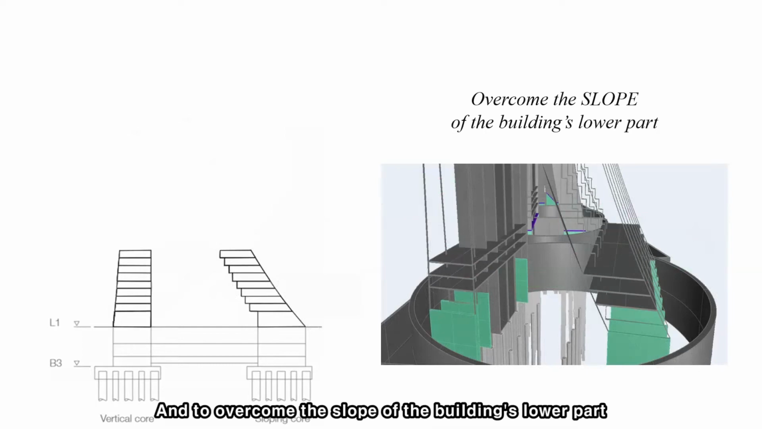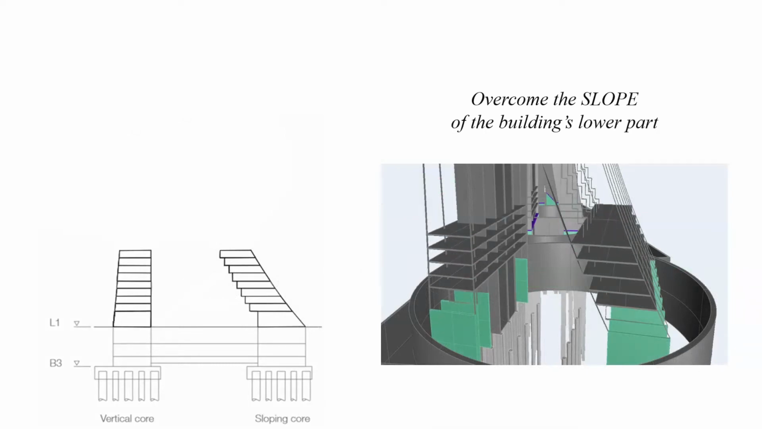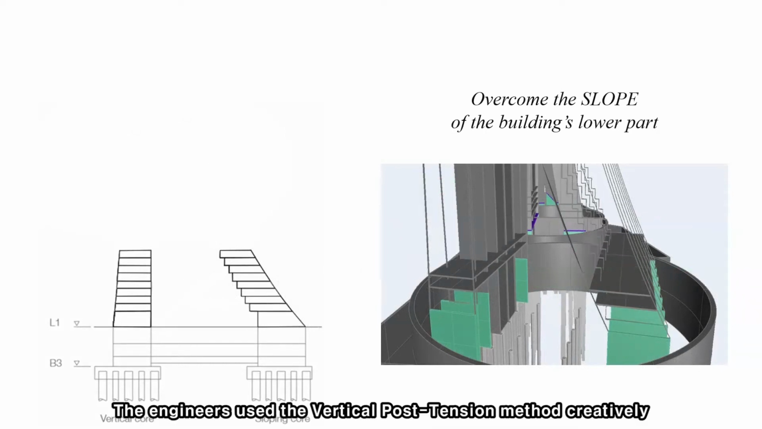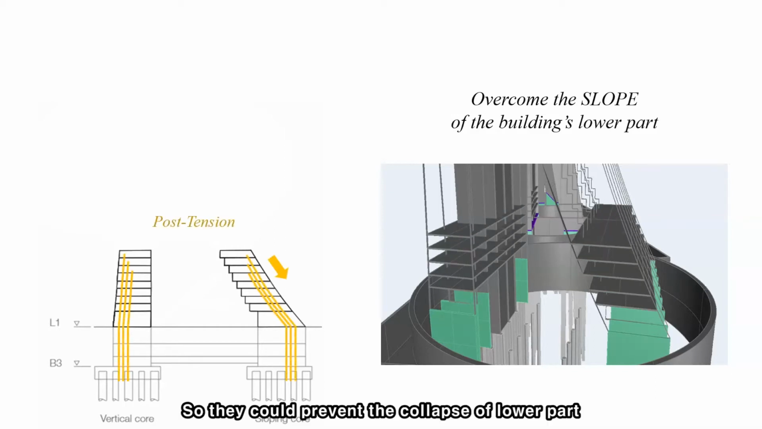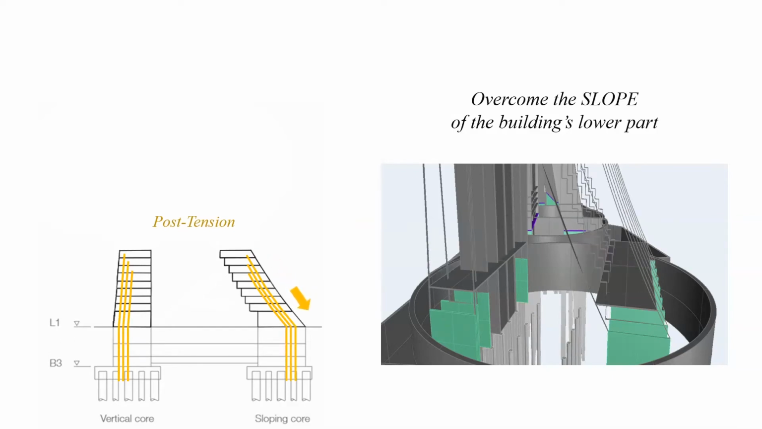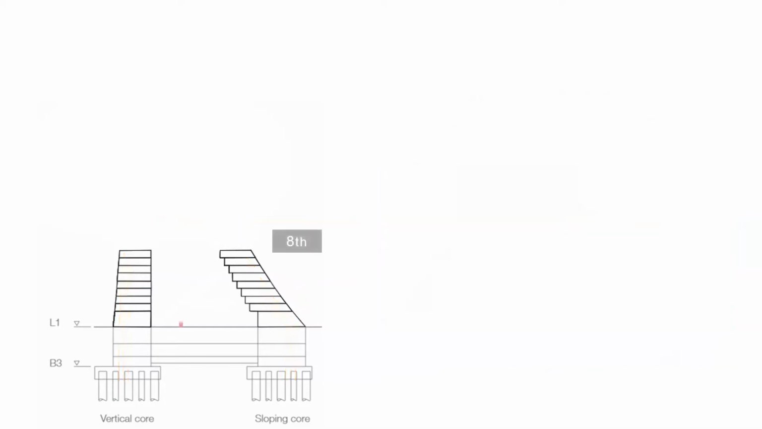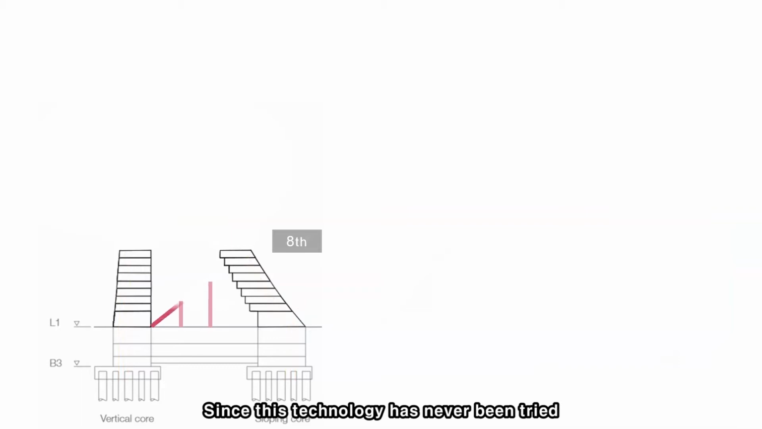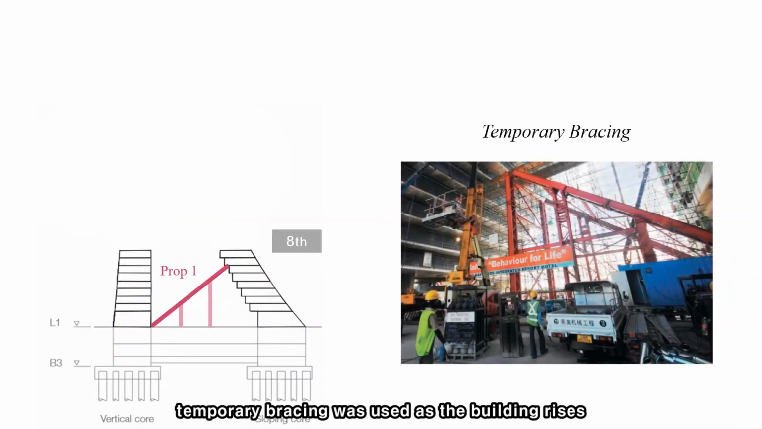To overcome the slope of the building's lower part, the engineers used the vertical forced tension method creatively, so they could prevent the collapse of the lower part. Since this technology had never been tried, temporary bracing was used as the building rises, to reduce the possibility of failure more surely.